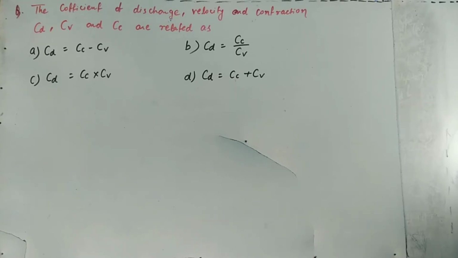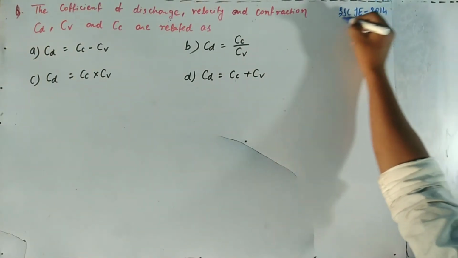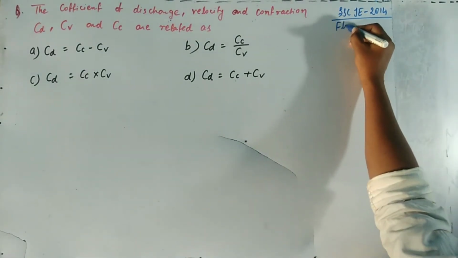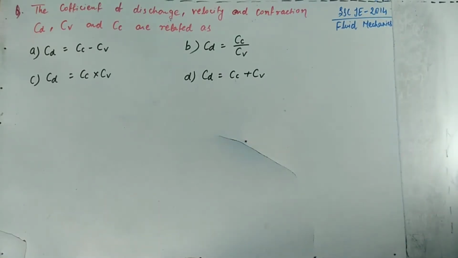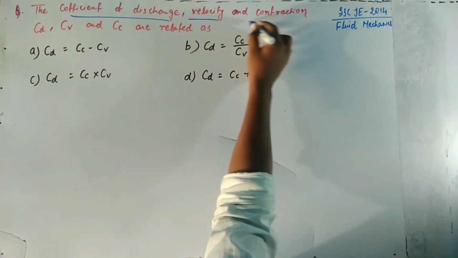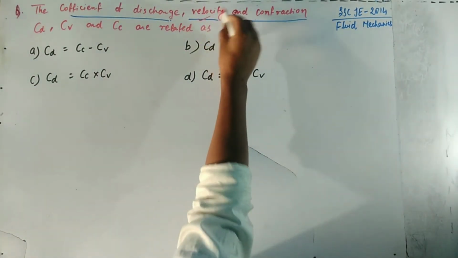The question asks how the coefficient of discharge, velocity and contraction relate to each other. We have to find the correct answer for this relation. This question was asked in SSC JEE 2014, and it is from fluid mechanics. So for this question, first we have to know the three coefficients: what is coefficient of discharge, coefficient of velocity and coefficient of contraction.